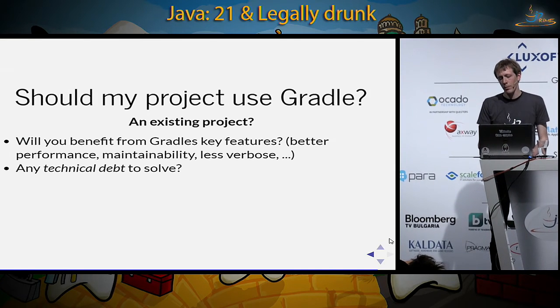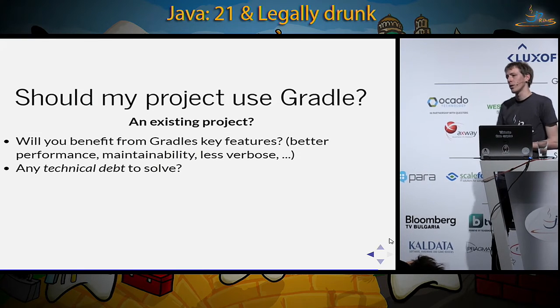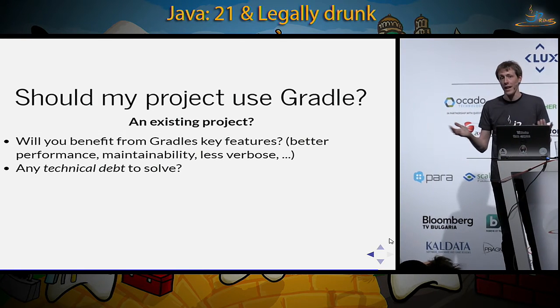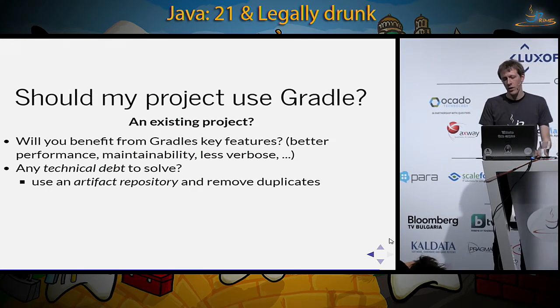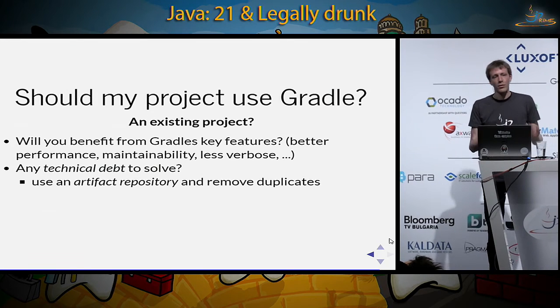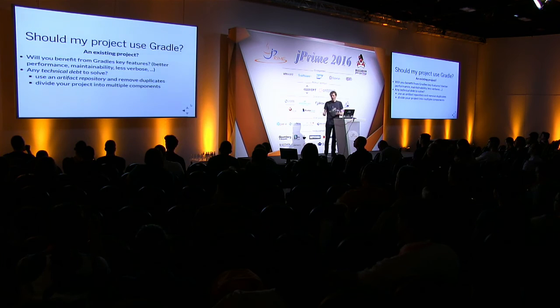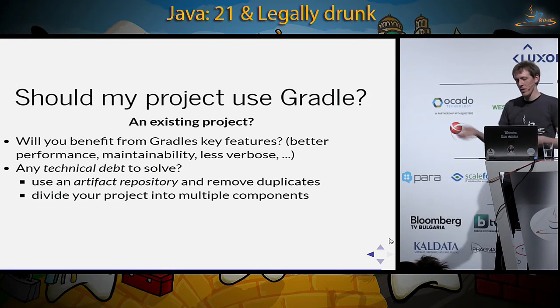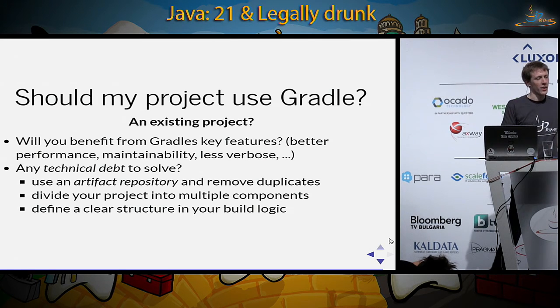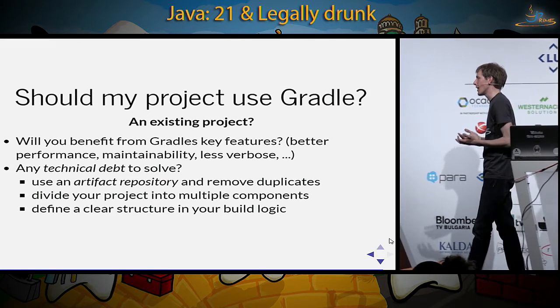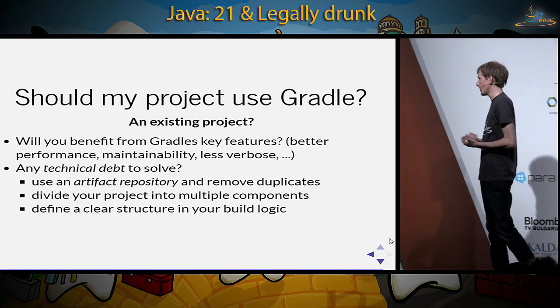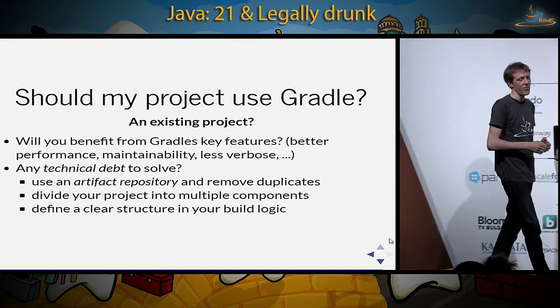But please keep in mind, do you have any technical debt to solve? Do you have dependency spaghetti, like we did? Please make sure you first do something about that and then try to migrate. So remove duplicates, use an artifact repository, divide your project. I hope you've all done this already, but you can do it after the talk, that's no problem. Define a clear structure in your build project, because if you have defined a clear structure, it will be a lot easier to migrate to Gradle after that.